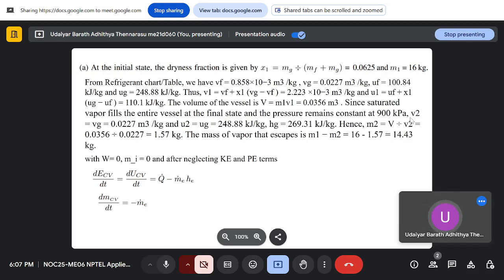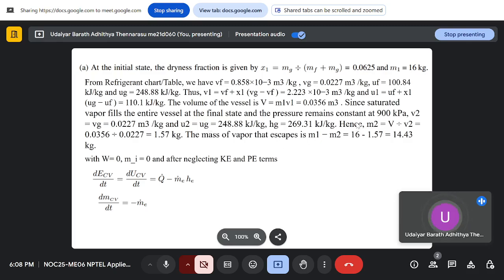So at that point my specific volume is the specific volume of saturated vapor, which we have already calculated, which is 0.0227 meter cube per kg, and my internal energy will be the same as saturated vapor internal energy at 900 kilopascal. So that is 248.88 kilojoule per kg, and my corresponding enthalpy is 269.31 kilojoule per kg. So enthalpy we will require of saturated vapor, because the saturated vapor is what is escaping from the container.